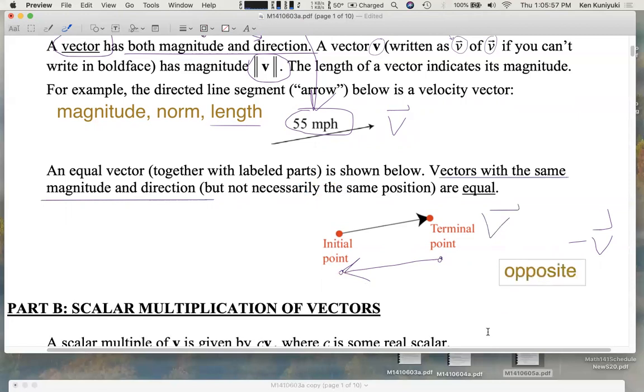These are opposite vectors. So it's not like a line segment where I can ask you, what's the slope of this line segment? It doesn't matter which order we take the points in if we're doing slopes. But here, it matters what direction the vector is going in. These two vectors are opposites. They have the same magnitude, but they have opposite directions.